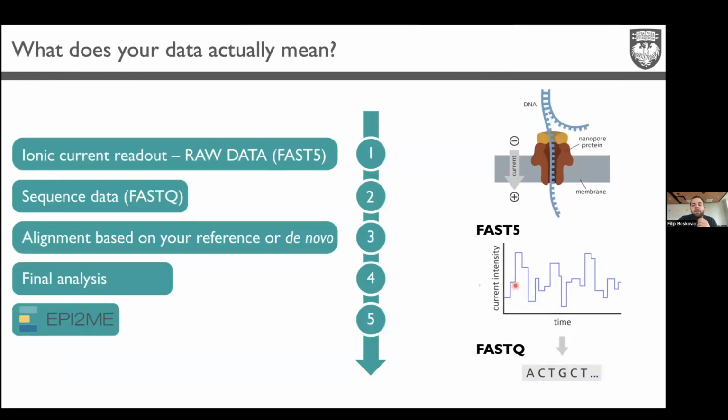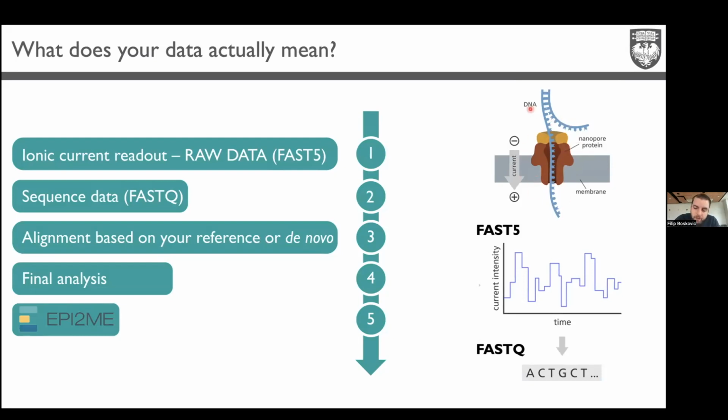So when we talk about the data, I mentioned before, what does your data actually mean? What do you get as output? Just a reminder for you: we apply current. DNA or RNA is negatively charged, so it goes through the pore towards the positively charged electrode. We have in orange here a motor protein that opens up the DNA and pushes it inside with the help of the applied voltage. And we have a nanopore protein that, in this constriction, the smallest part, actually reads the bases.